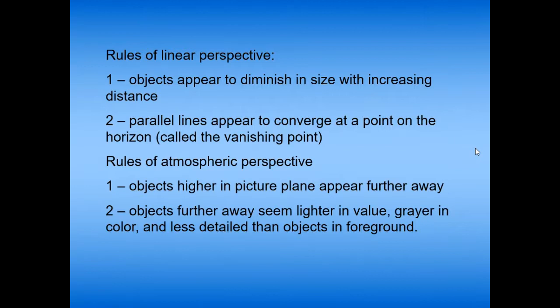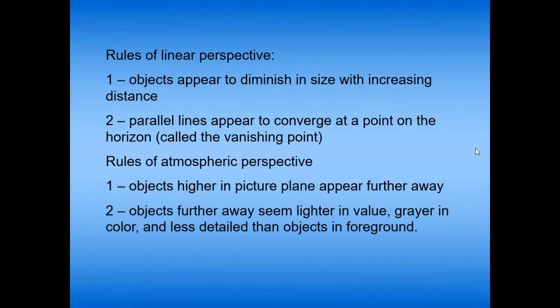Rule 1, objects appear to diminish in size with increased distance. Fancy pants language to say stuff that's far away from you looks small. Rule 2, parallel lines appear to converge, and we call that the vanishing point. Think of that as the railroad rule, the sides of the rails of a train track seem to meet.